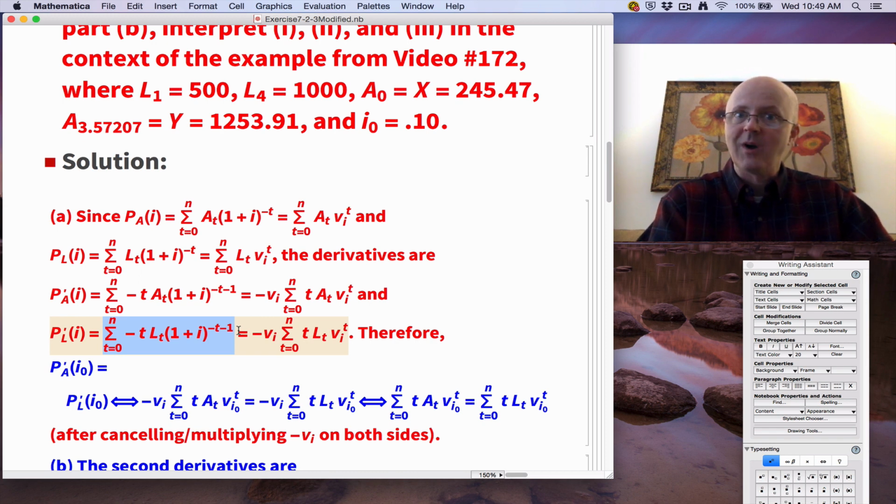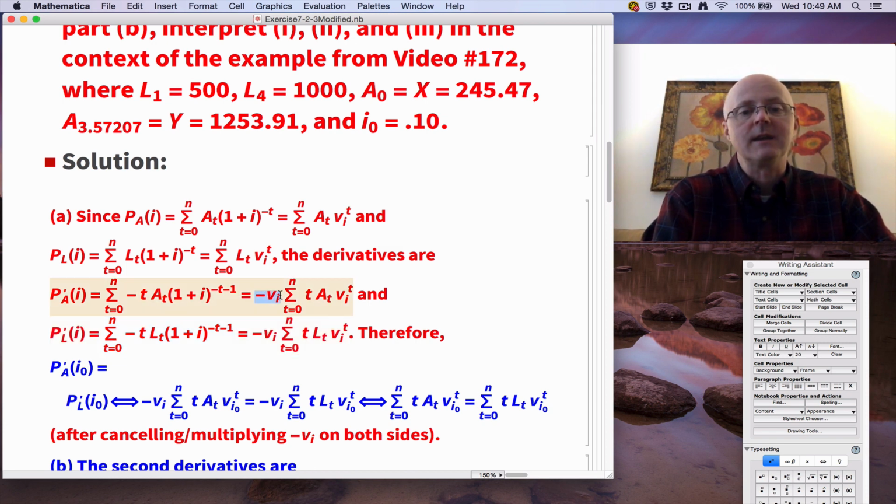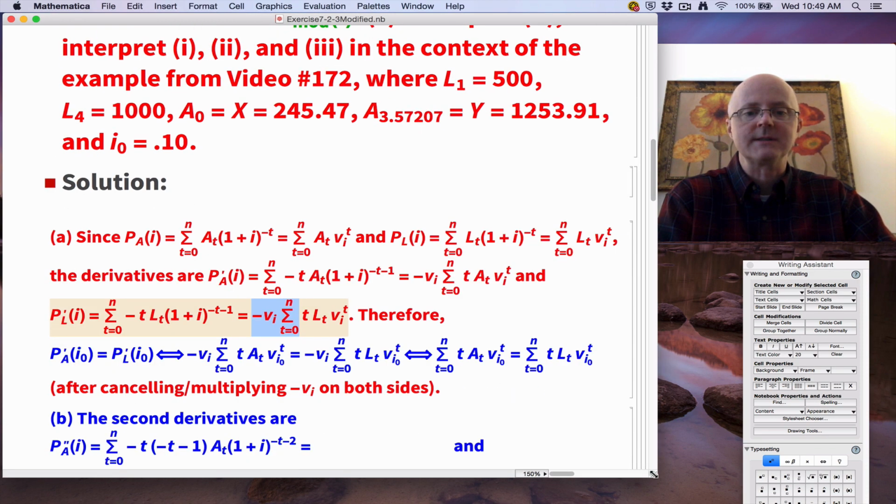And then, if you want, and it is helpful for the purposes of doing part A, go ahead and factor out a 1 plus i to the negative 1, which is v or v sub i, and go ahead and factor out a negative sign in both cases. And that now helps you see the equivalence of this equality with this equality. It's just a two-step thing here. If this is true, then by the formulas we just calculated, these are going to be equal.